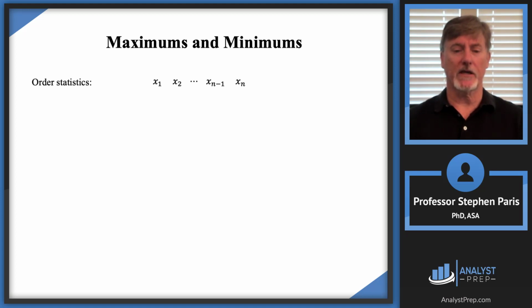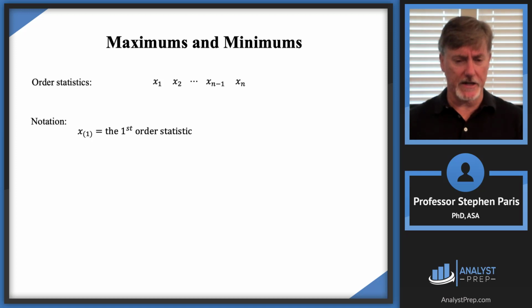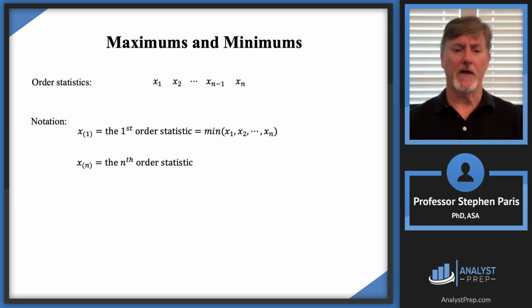Generally, let's say that you have n observations from the random variable. You're going to have n order statistics. The standard notation that folks use is an x with a subscript of parentheses 1 as the first order statistic. The first order statistic, as we just illustrated, is just the minimum of all those observations. Likewise, using similar notation, I have an x with a subscript of parentheses n. That would be the last, or nth, order statistic, and the nth order statistic is the maximum of the observations.